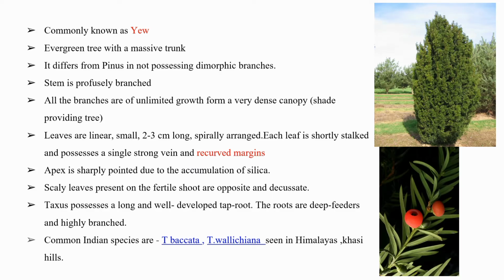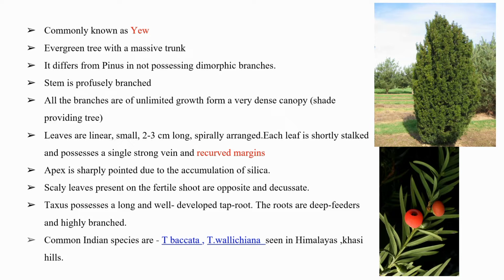Taxus, commonly known as yew, is an evergreen tree with a massive trunk. It differs from Pinus in not possessing dimorphic branches. The stem is profusely branched. All the branches of the Taxus are of unlimited growth and form a very dense canopy structure.